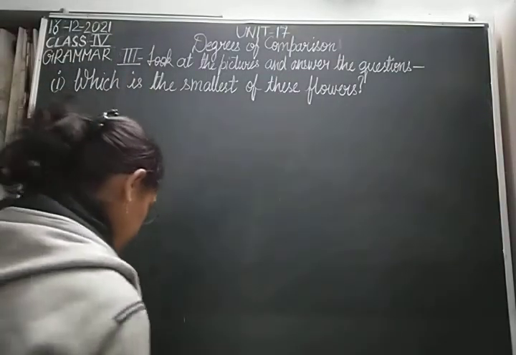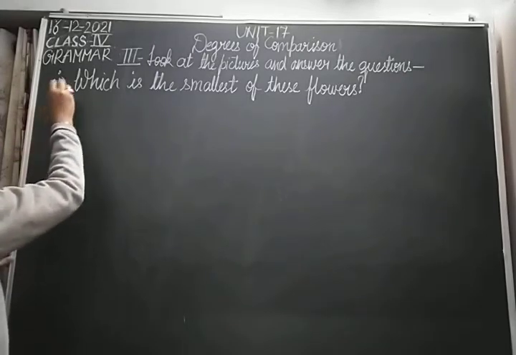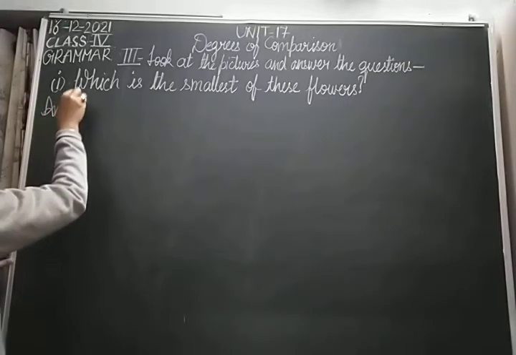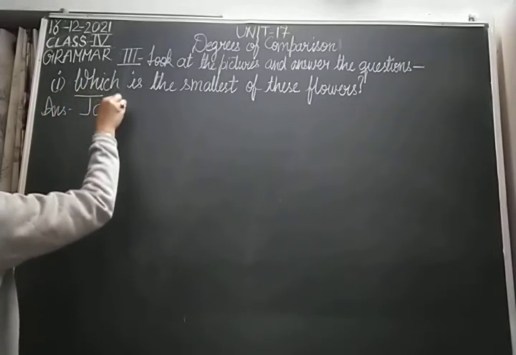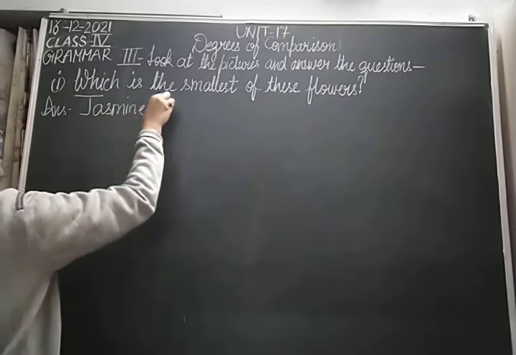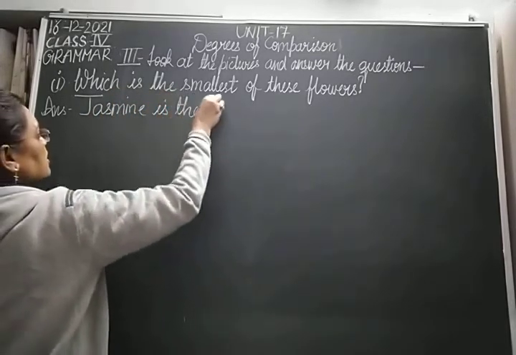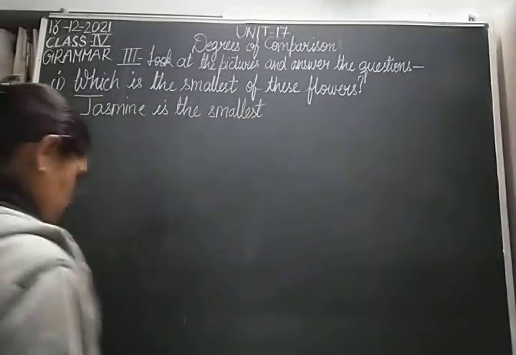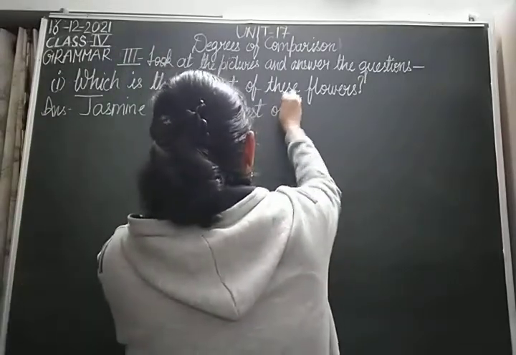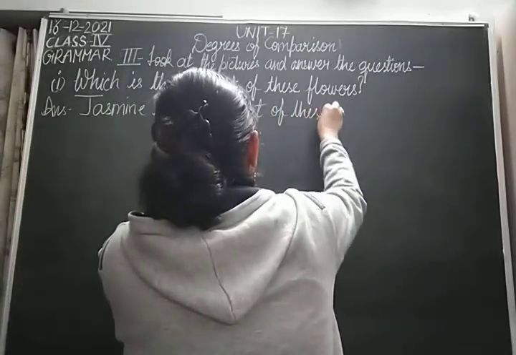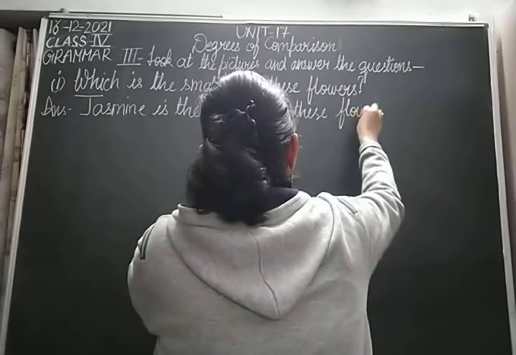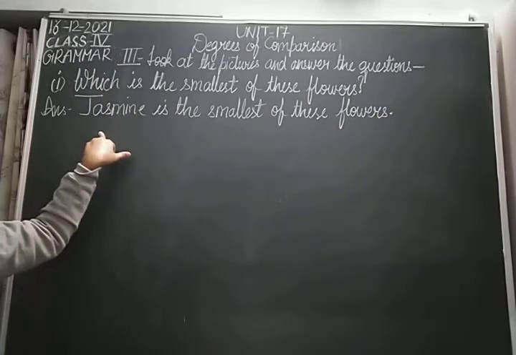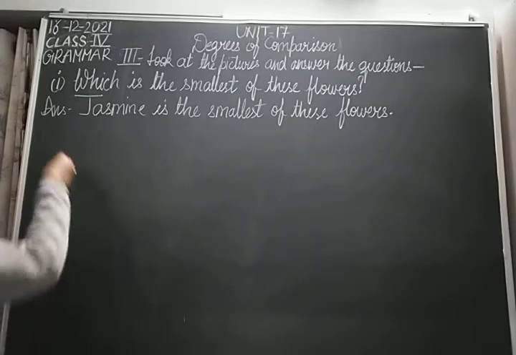So we write: Jasmine is the smallest of these flowers. Which is the smallest of these flowers? So we have written jasmine. Now, question number 2.